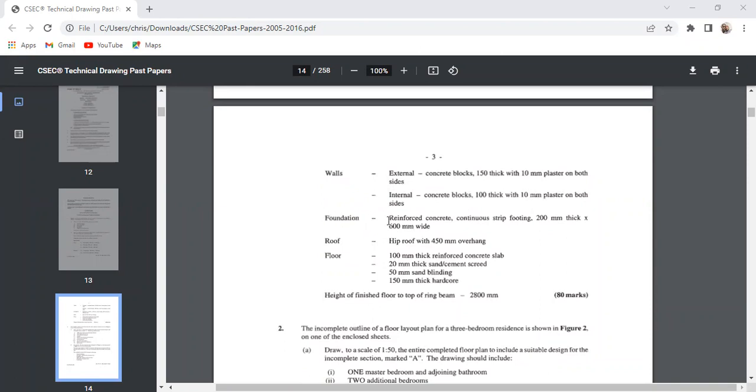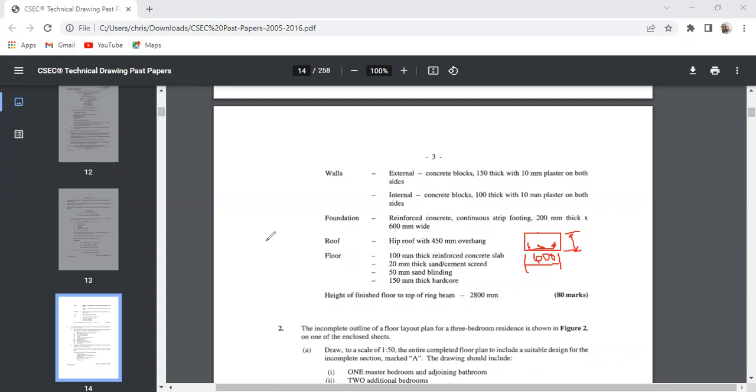The foundation is reinforced concrete continuous strip footing, which is 200 millimeters thick by 600 wide. So this basically looks something like this. This should be 600, here should be 600, and here should be 200 for the footing. Reinforced concrete, continuous strip, means that we're going to have our steel work down here, and the bar coming across here. And of course, our concrete will be inside here.